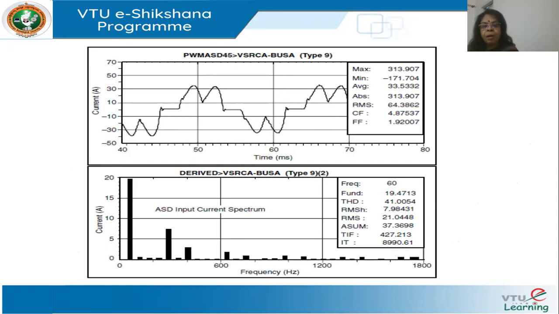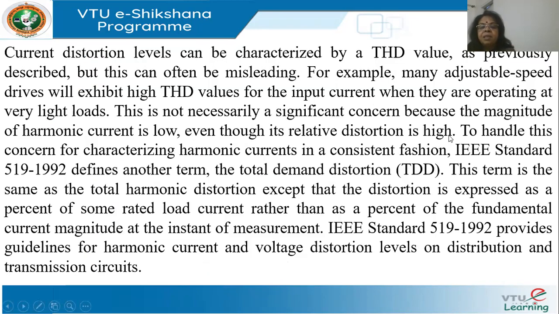Are you getting my point? The ratio of harmonics to fundamental is the same irrespective of loading. It doesn't change too much with loading. It's a property of the converter you use. But the absolute magnitudes itself may be very less, so less that it is not significant. Therefore, when it comes to current, just THD alone is not sufficient.